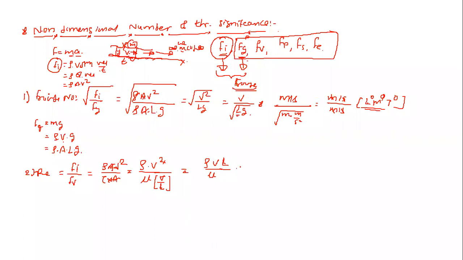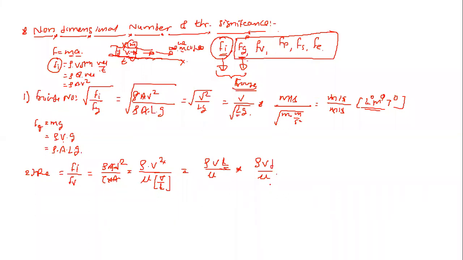This is for our open channel flow. Now for flow through pipes, we most of the time consider the Reynolds number, because the viscous force is there. In that case, instead of the length, we consider D, the diameter of the pipe. So it becomes rho V D by mu.